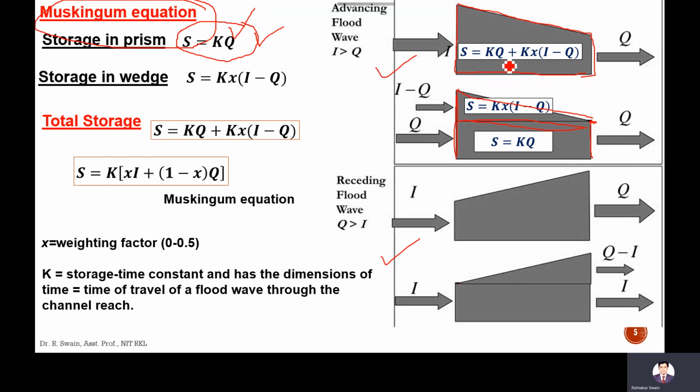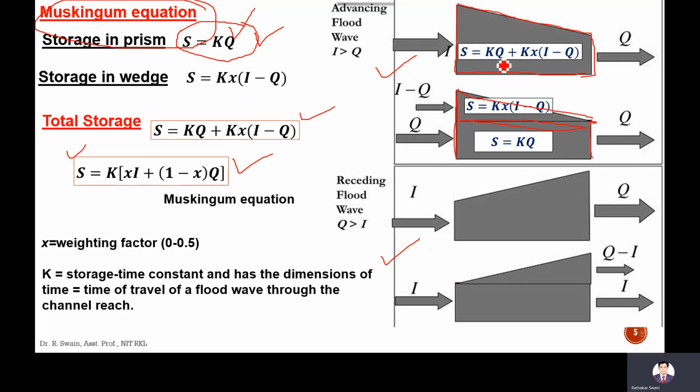Total storage is Kq plus Kx into I minus Q. So this equation can be written in this form: S is equal to K whole into XI plus (1 minus X) into Q. And this equation is called the Muskingum equation.